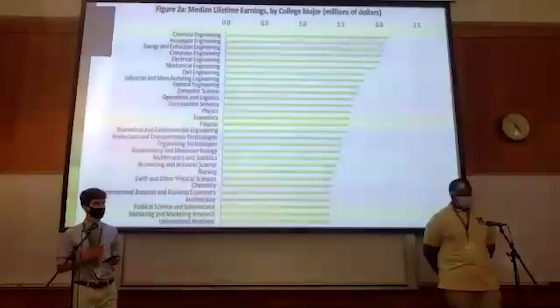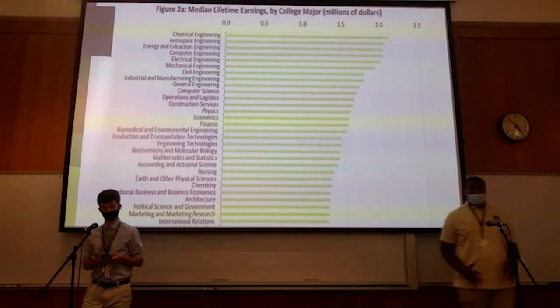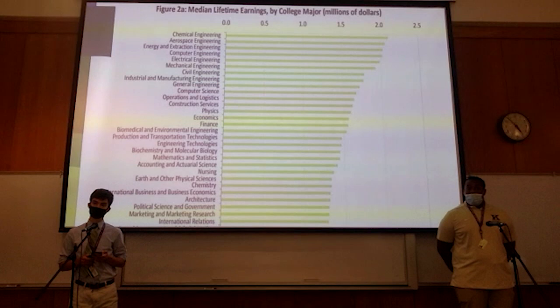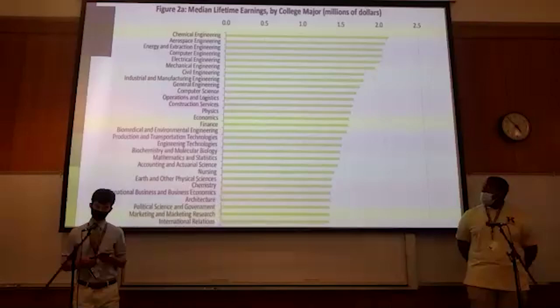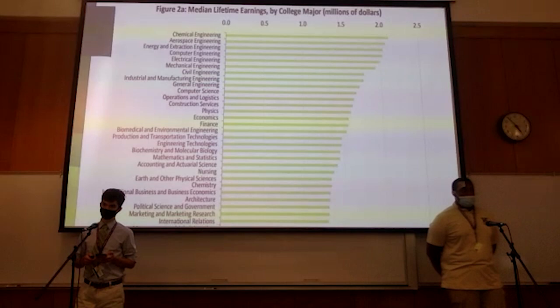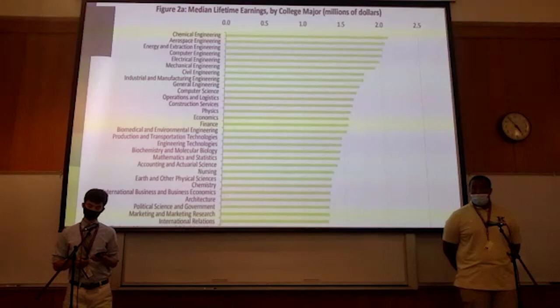I want you all to hold on to those numbers and compare them to these. These are the average salaries across a lifetime of many different professions that require much more schooling or training. A chemical engineer, which requires at least 4 years of schooling, will make almost $2 million across a lifetime, compared to an NBA player or an NFL player who'll make $2 million in their first 2 years of playing, with almost no formal education.